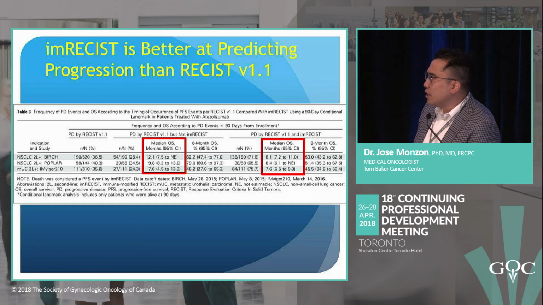Now, so these 2 boxes represent, so if you had progression by RECIST but not by iRECIST, your overall survival in each of these studies was superior versus the ones that had both progression of disease via RECIST versus iRECIST. So this sort of makes sense that iRECIST is better at predicting overall survival and progression-free survival, because if you don't have progression by iRECIST, then you'd expect that your overall survival would be superior.